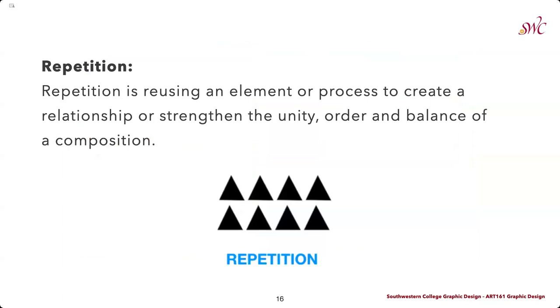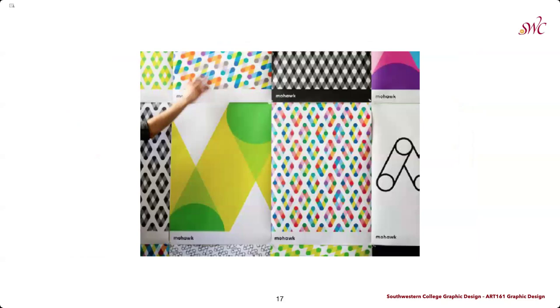And then we have repetition. And repetition is reusing an element or process to create a relationship or strengthen the unity, order, and balance of a composition. So here again, we can see other principles being tied into this. We can see the use of repetition here within the branding for the paper company Mohawk, and they're actually deconstructing their logo to showcase different printing capabilities that they have on these large format papers.